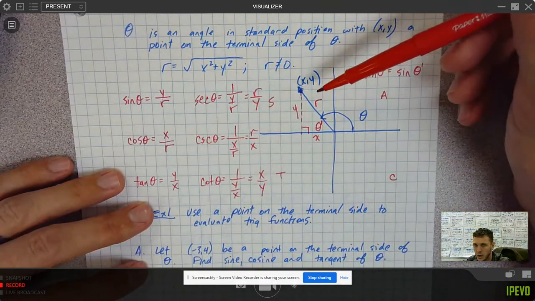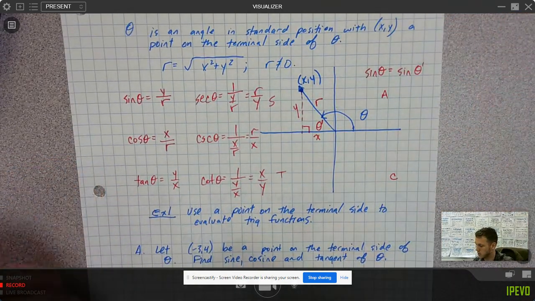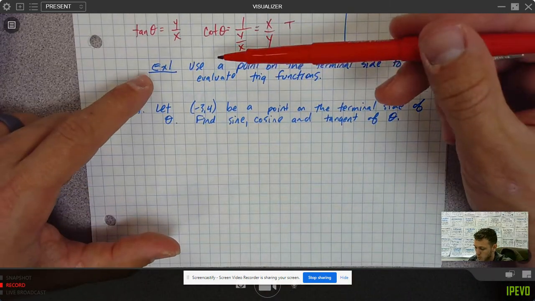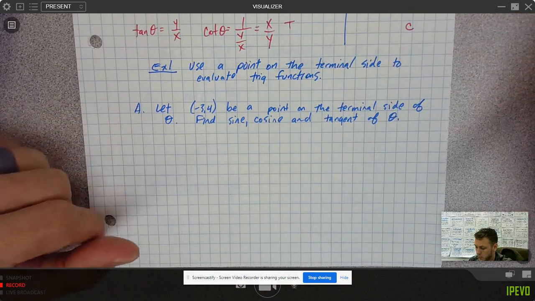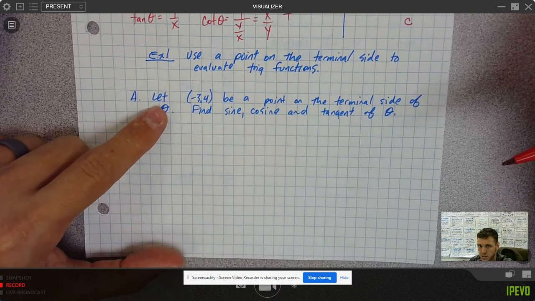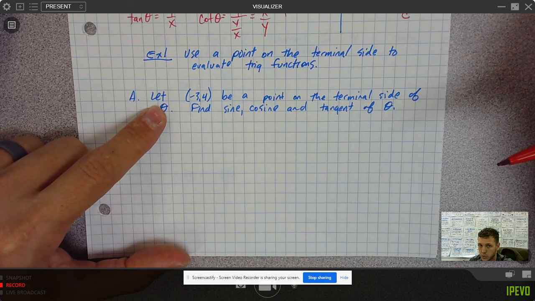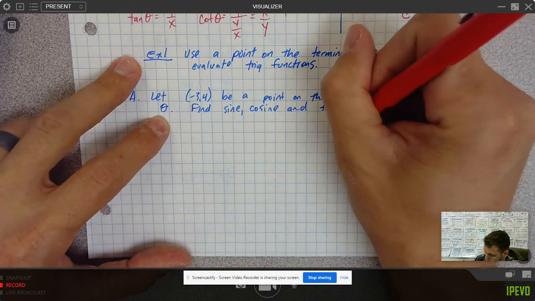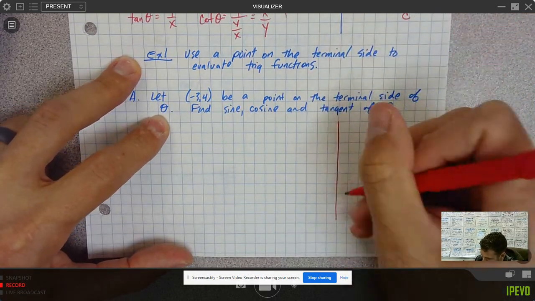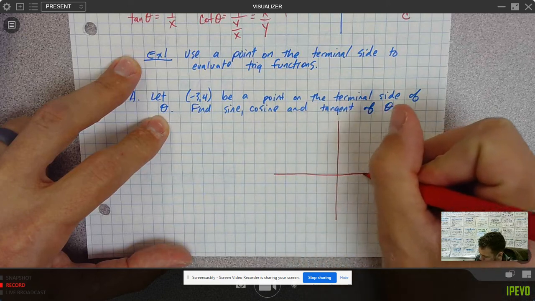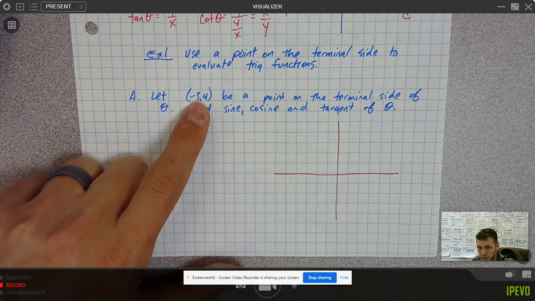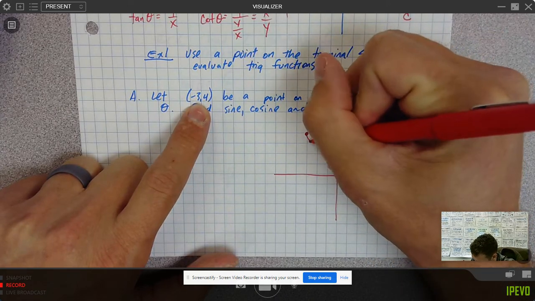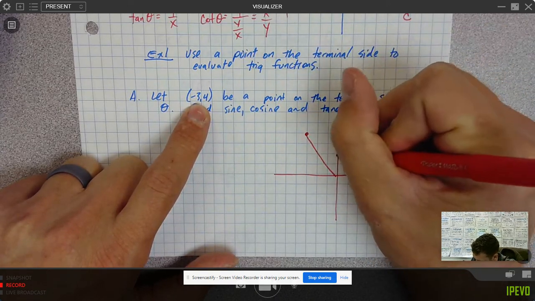So taking a look at the first example here. Example 1 says that we're going to use a point on the terminal side to evaluate the trig functions. Let (-3, 4) be a point on the terminal side of theta. Find sine, cosine, and tangent of theta. So I'm going to go ahead and draw out this diagram. I'm going to identify the point (-3, 4), draw my line from the origin, and represent the angle. So this is theta right here.